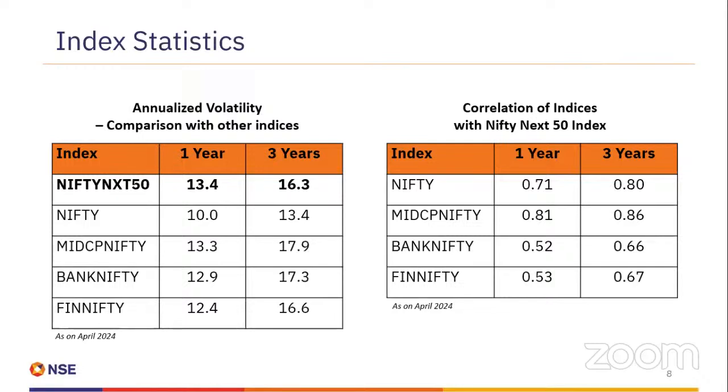In terms of correlation, here you can see the index has a comparatively lower correlation with Nifty, but higher correlation with the mid cap stocks. This may be because of the nature of the index. These are the next 50 stocks, not the top 50 stocks, and hence it has more correlation, more affinity towards the mid cap stocks.